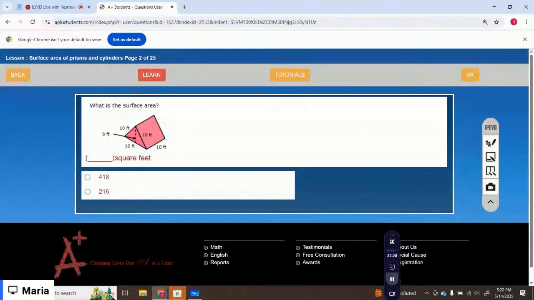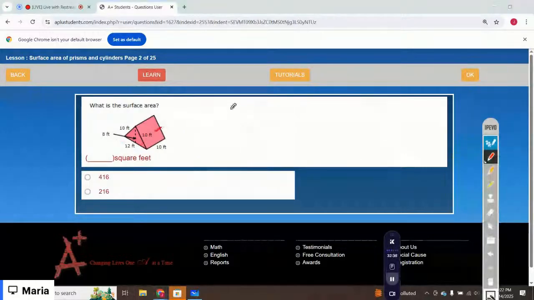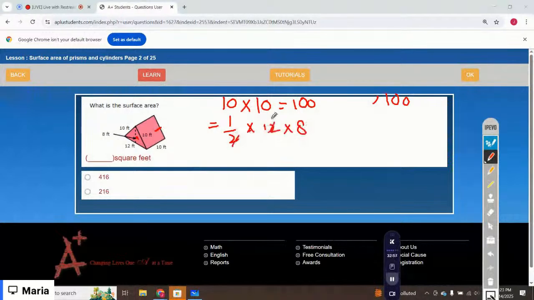What is the surface area? So let's just calculate the surface area. Start with this side that has 10 times 10. The other side also has the same area, right? Look at the triangular side. The area of a triangle is half times base times height. So that is half of 6 is 3, 6 times 8 is 48, and the other side also has the same area.